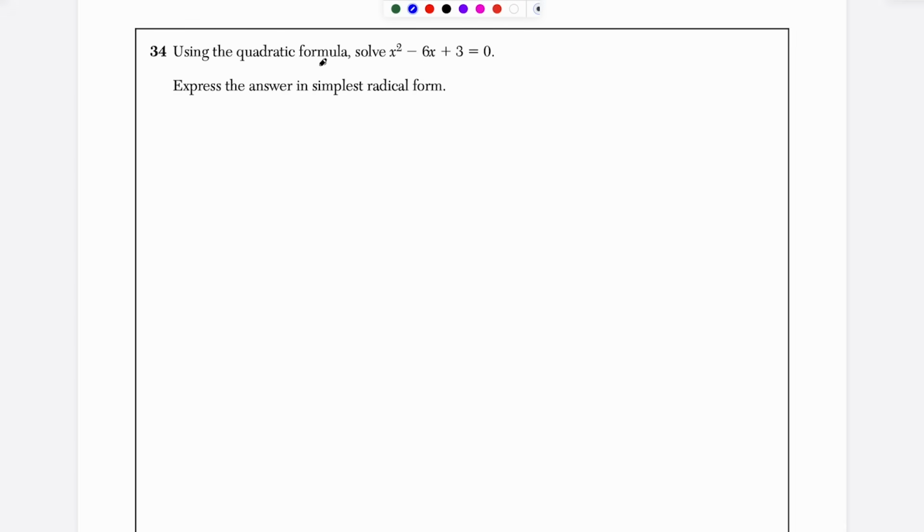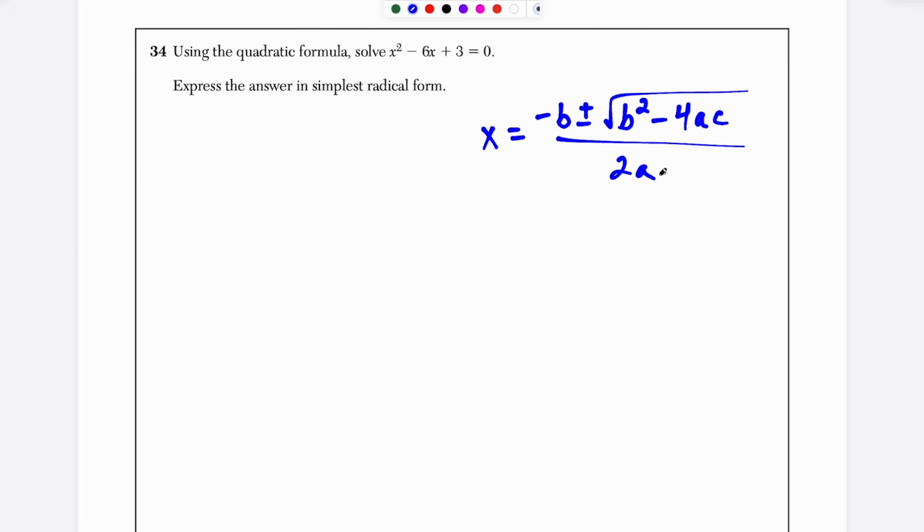Question 34, using the quadratic formula, solve x squared minus 6x plus 3 equals 0 and express the answer in simplest radical form. So for this one, we could just go to the back of the Regents and we get the formula sheet, and the quadratic formula is on the formula sheet. So we have x equals negative b plus or minus the square root of b squared minus 4ac all over 2a. And when we have a quadratic equation in this form here, the a value is the coefficient of x squared, the b value is the coefficient of x, and the c value, the constant at the end, is the lone number here, which is 3.